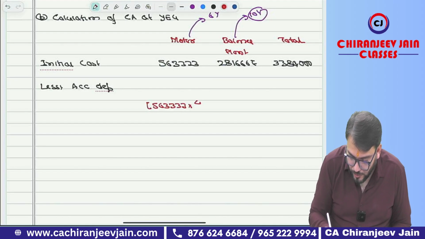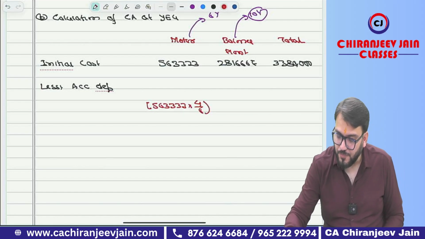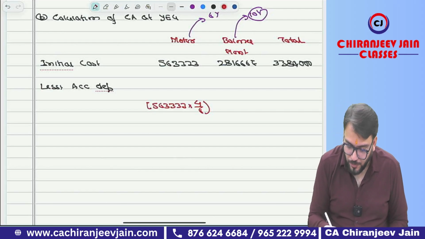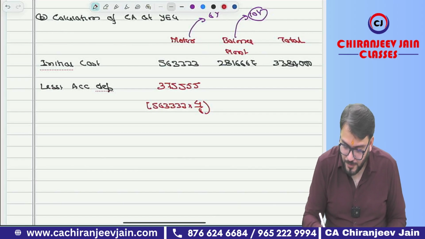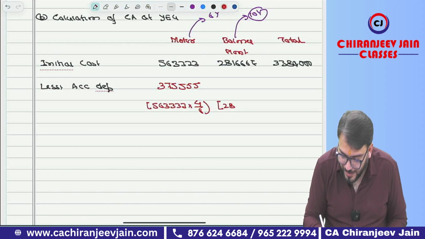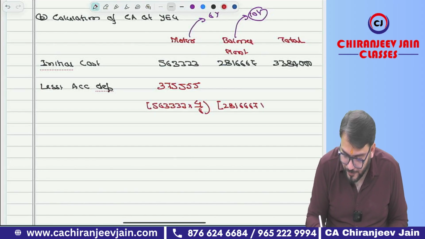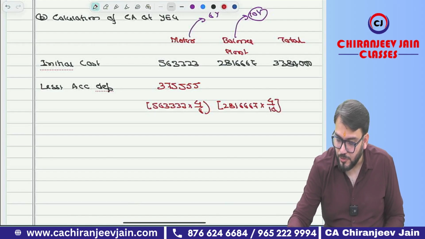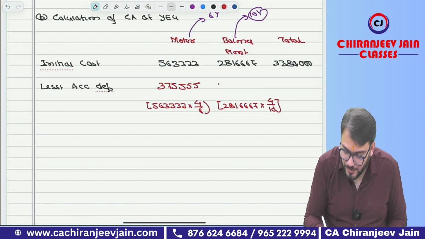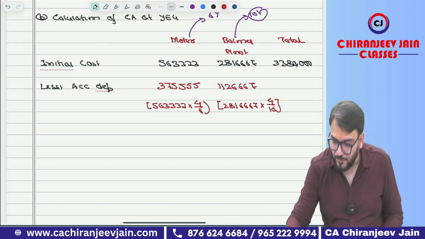5,63,333 into 4 by 6. How much is it? 5,63,333 into 4 divided by 6 is equal to how much? 3,75,555. And for this, 28,16,667 into 4 by 10. It is coming how much? 11,26,667. Total will be how much?